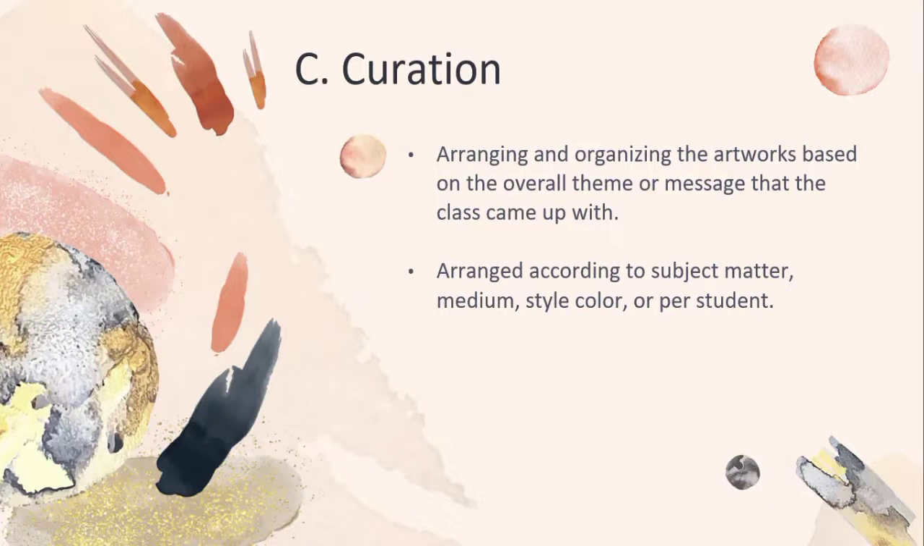Artworks can be sorted out and organized to tell a story. They can also be arranged according to subject matter, medium, style, color, or per student. Now, in curation, the bottom line here is the arranging and organizing of the artworks. The third thing that we need to consider is arranging and organizing the artwork based on the overall theme or message that the class came up with.